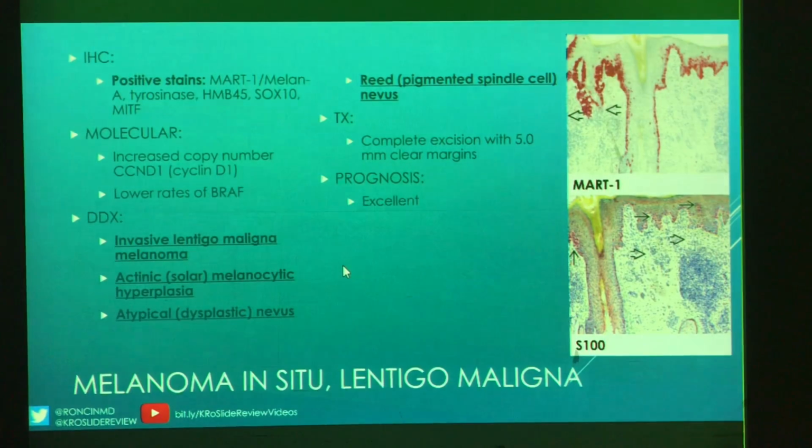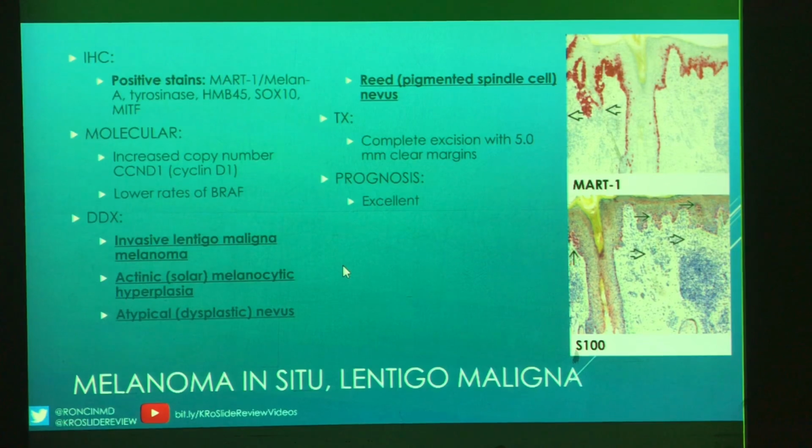Again, our stains are exactly the same. For the molecular findings, they tend to have increased rates of CCND1, which is cyclin D1, increased copy number of cyclin D1, and they tend to have lower rates of BRAF. BRAF is relatively common with melanoma.